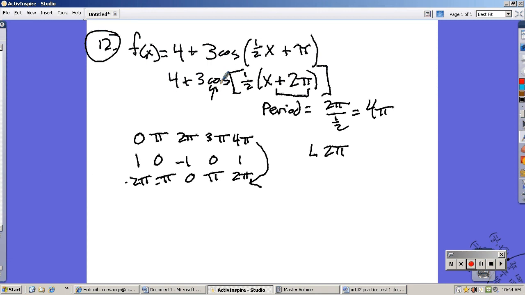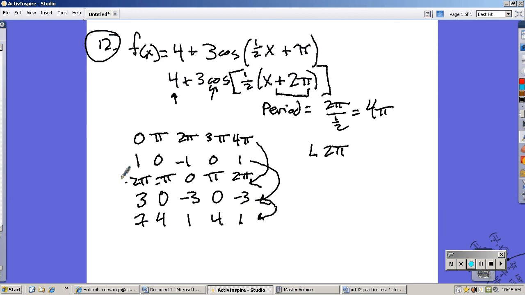So cosine out here, I know these values. Everything that's outputted is going to get multiplied by 3. So now I'm going to change these values. Times 3, times 3, times 3, times 3, times 3. And then I also know that it gets shifted up 4. So all of these values will have 4 added to them. So 3 plus 4 is 7. 0 plus 4, -3 plus 4. 0 plus 4, -3 plus 4. So here's my x values. Here's my y values.